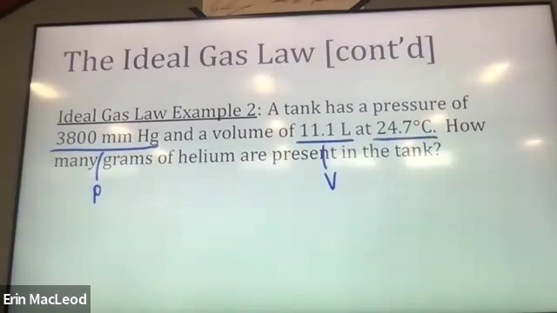At 24.7 degrees Celsius. What do I have to do to Celsius? Oh yes, Ms. McLeod, add 273.15. And even though you don't have to memorize it, most of you probably will by the end of this. I got 297.85. We can only keep it to the tenth, so 297.9 Kelvin. So we have P, we have V, we have T. You always know R. So it says how many grams of helium are present in the tank.